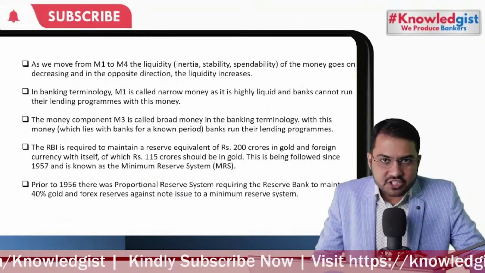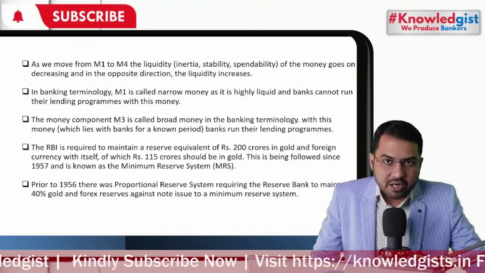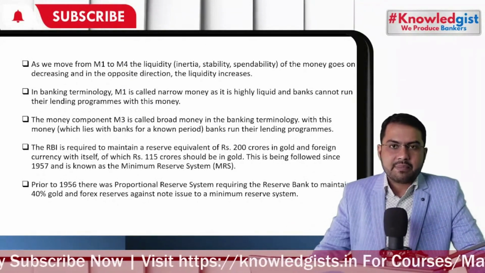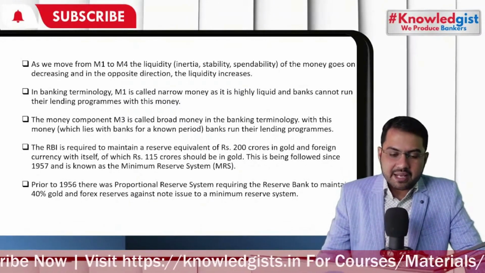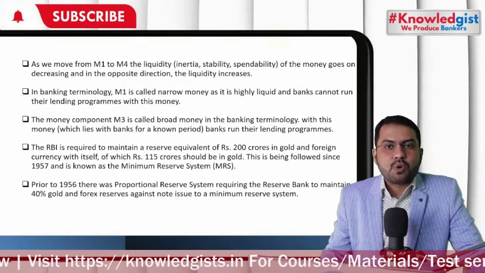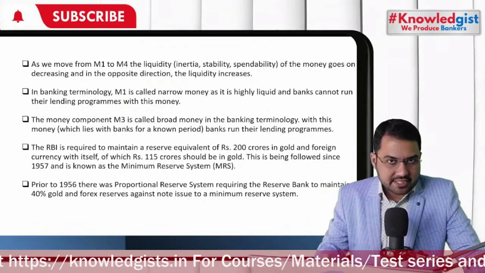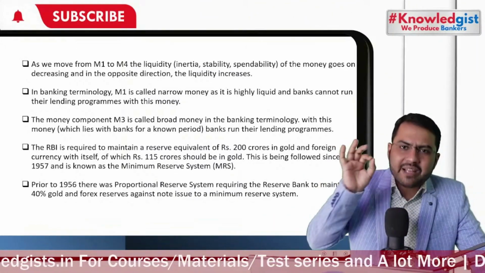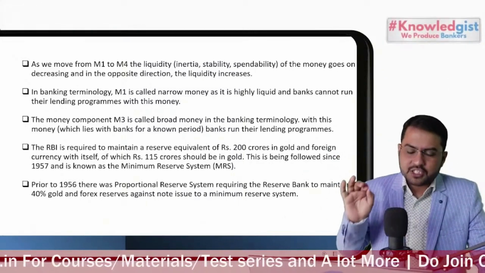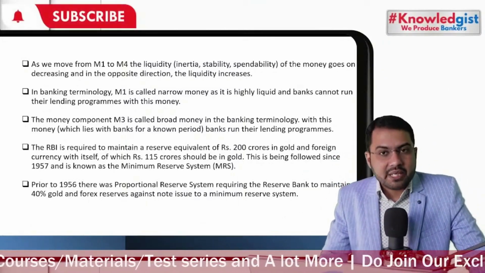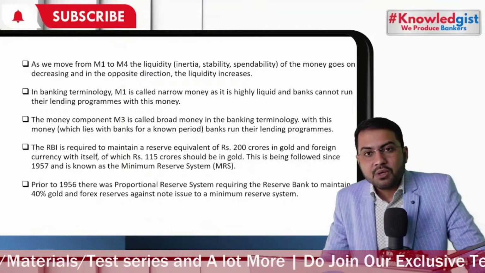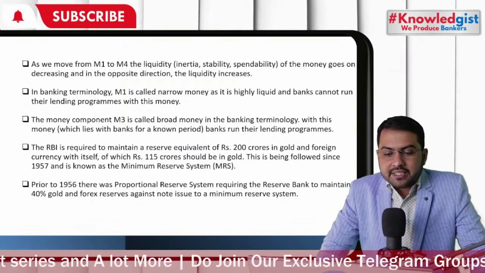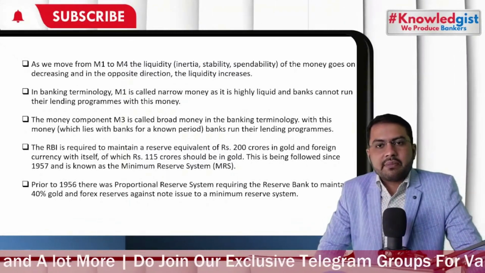Clear? And this system of printing is called the minimum reserve system. Prior to 1956, because in 1956 it was decided that RBI will shift its system of printing money from PRS, that is the proportional reserve system, to the minimum reserve system. It is a very important exam question. They often ask what the minimum reserve should be, and what the new concept of printing currency after 57 is. It is the MRS, the minimum reserve system, that India follows.